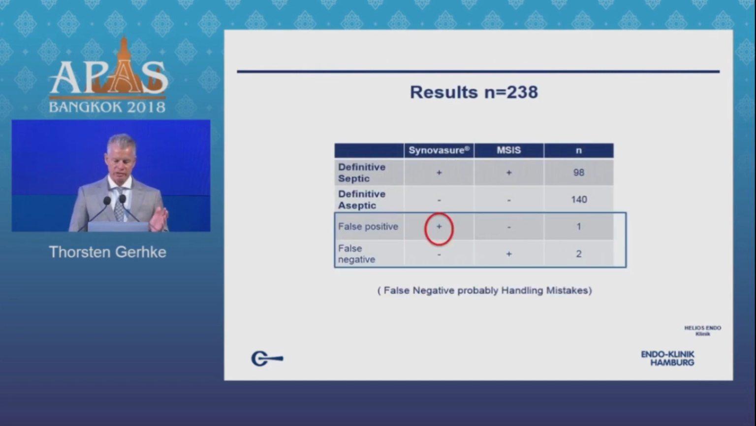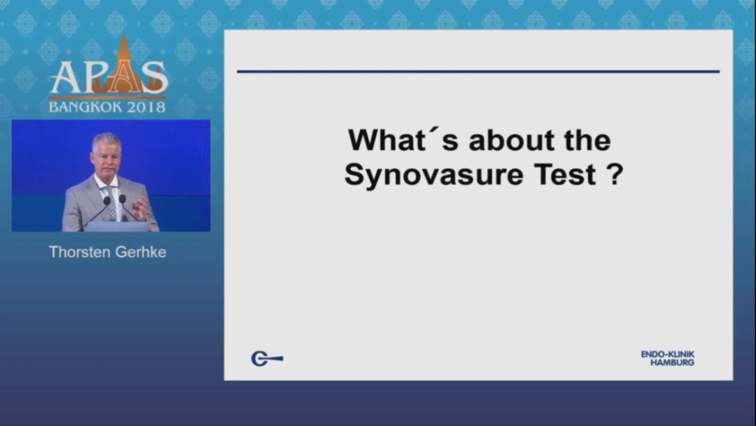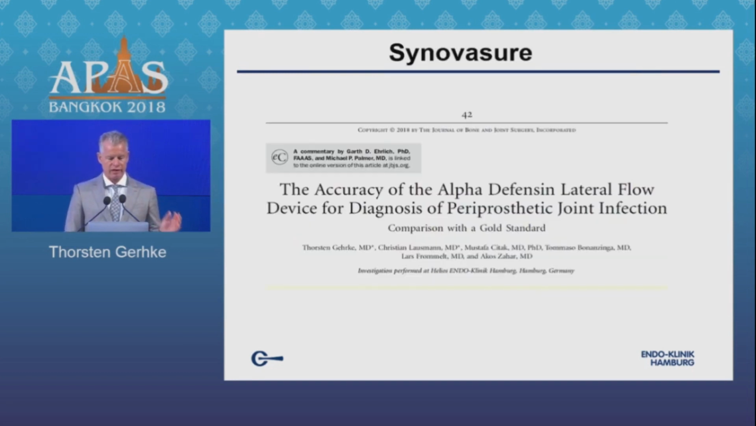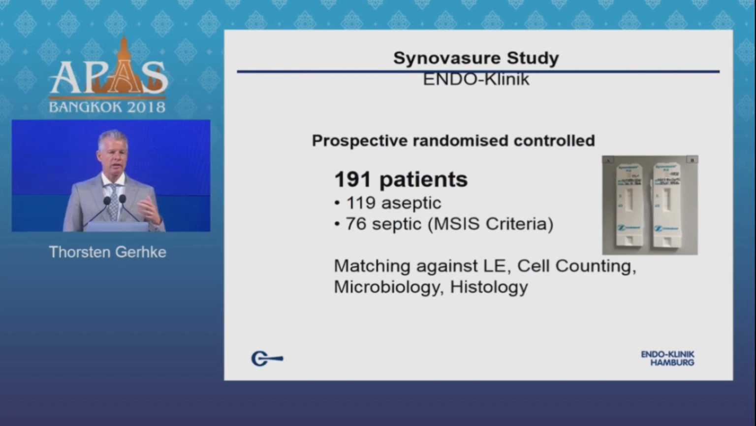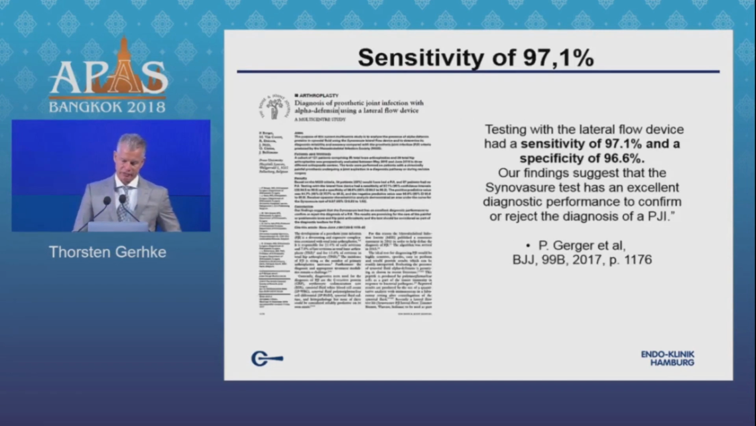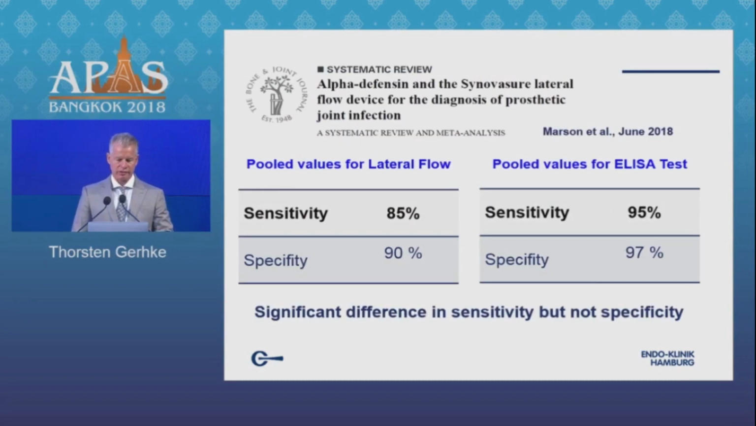And recently we looked at the Synovasure test, which is something like the pregnancy test. This is a little stick where you can detect an infection or not, the bacteria of course, but to be sure it is infected or not within 5 to 10 minutes. Accuracy of this test is very good. We looked at 200 patients and found out that the accuracy is about 97% again. And here another very recent paper, 90-70%.